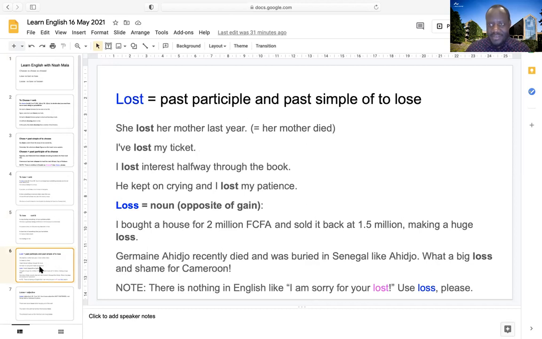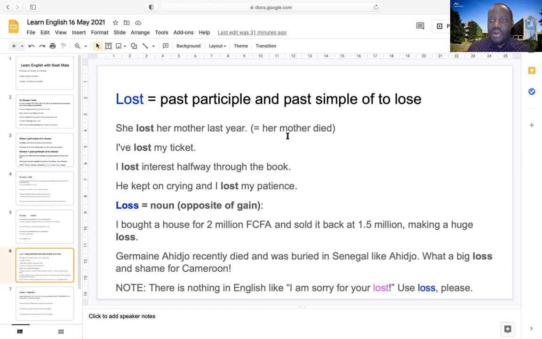And now we come to lost, which is the past participle and past simple of to lose. And we also have lust, which is L-U-S-T, to lust after somebody. It has to do with some kind of infatuation, fake love or nonexistent love, which is based just on sexual attraction. We don't get into that. We are talking here about lost, L-O-S-T, which is the past participle and also the past simple tense of to lose. She lost her mother last year.